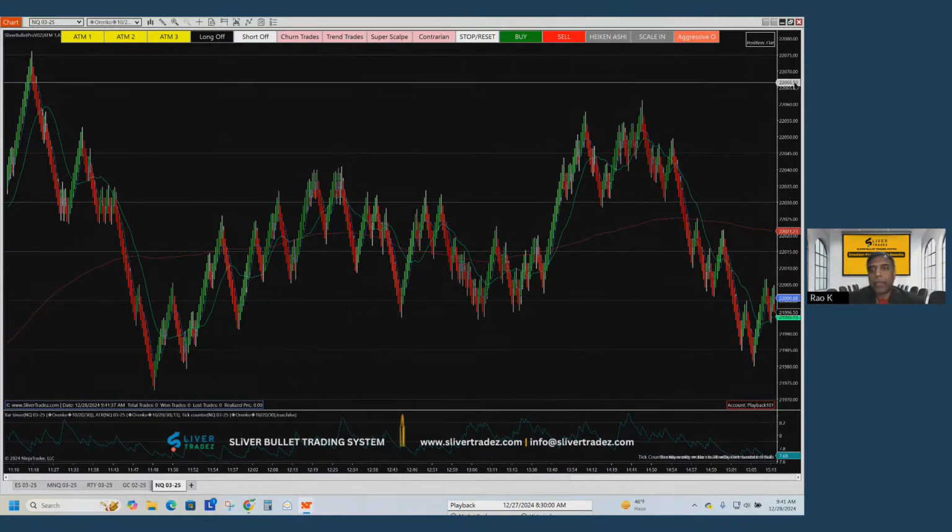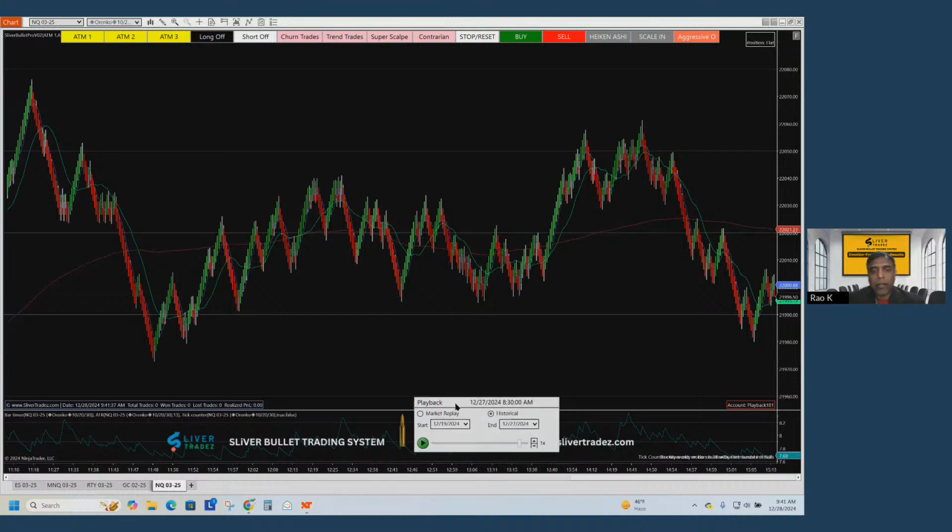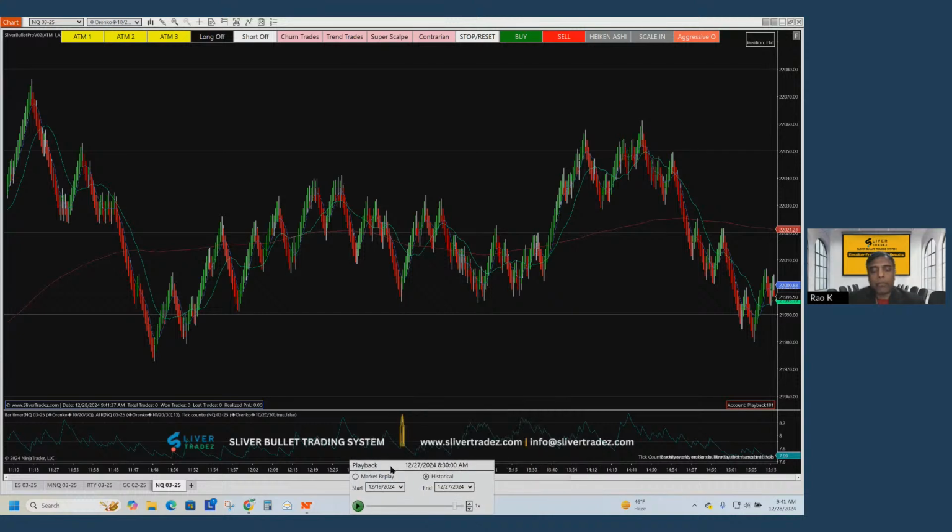And here is the chart, and here is the timer for the playback data that I'm going to use to make this demonstration. So I'm using yesterday's market open data. So yesterday was December 27th, and market opens at 8:30 a.m. Central. So I have set the timer at that point, market open, and I'm going to use 2 contracts for the trade.